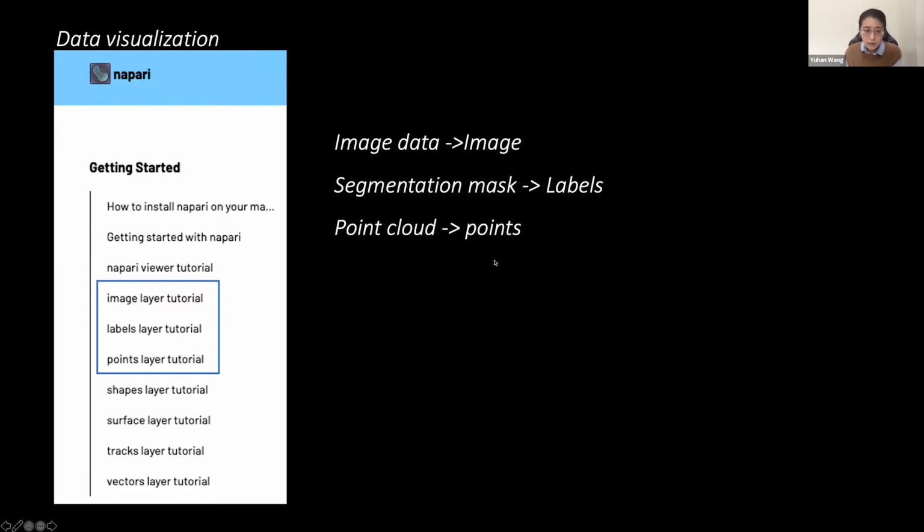So in Napari, I'm mainly using 3 different layers: the image layer, where I load my raw image data, and then the labels layer, where I load the segmentation masks, and also the points layer, where I load the point cloud.